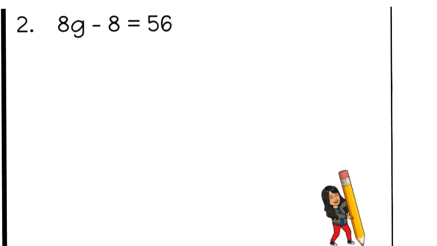All right, friends, let's figure out how to do number 2. I'm going to start the same way by drawing the line down. I'm then going to look at what I've got in front of me, and I will highlight the variable to just remind me that that's what I'm trying to get alone. I'm trying to get that term alone and then ultimately the g alone.